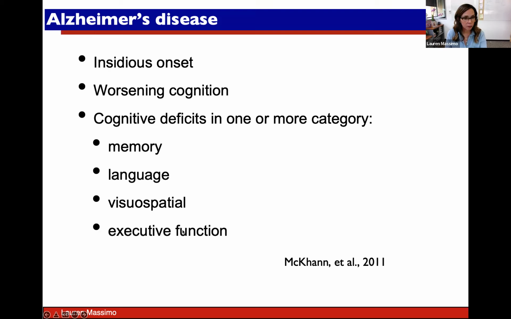There can be executive impairment as well. The most prominent deficits include things like impaired reasoning, judgment, and problem-solving abilities. Things like handling complex tasks, such as balancing a checkbook, can become difficult.